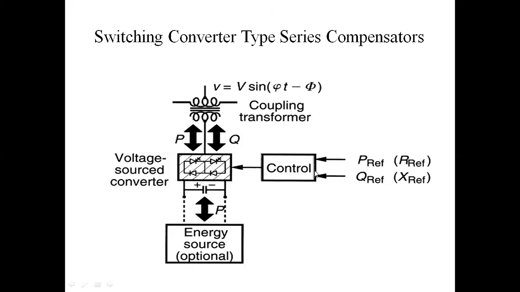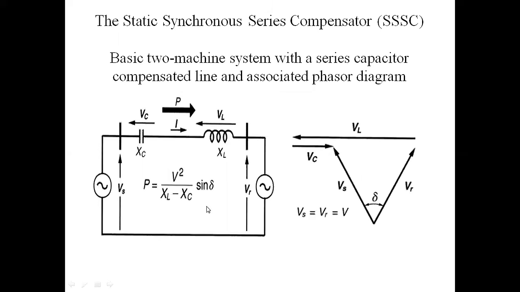This is the control scheme. This controller turns the switches in the voltage source converter on and off. Here is the voltage source converter. This is the coupling transformer. In this coupling transformer, this is the primary winding and this is the step down secondary winding. This is isolation. Here v equals V sine(ωt minus δ). This is the circuit diagram and operation of SSSC.